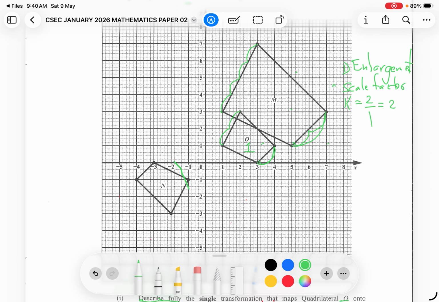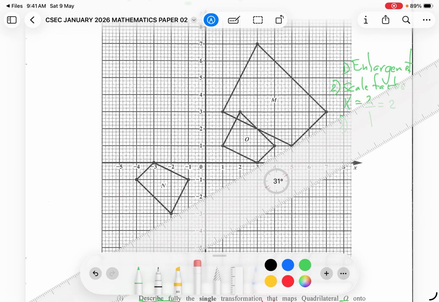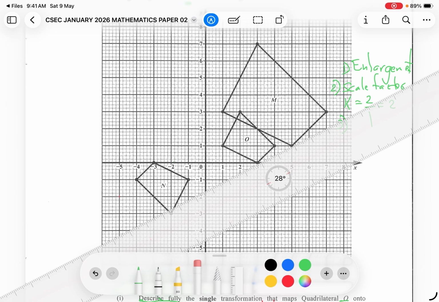What's the one last thing that I must tell them when it comes to an enlargement? You must include this in an enlargement. So we have told them the name, we have told them the scale factor. Now I need to tell them the center of enlargement. Once you have identified that it is indeed an enlargement, you will need 3 things to fully describe it.